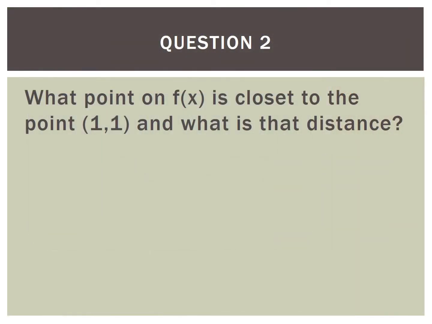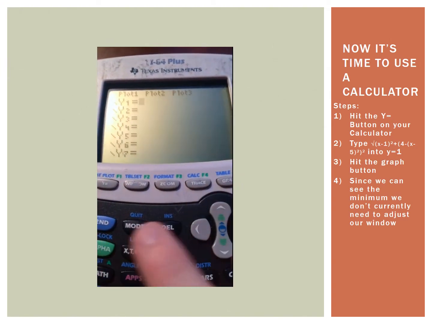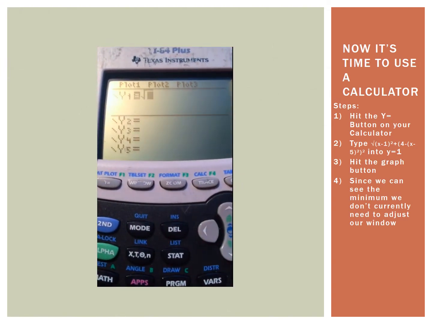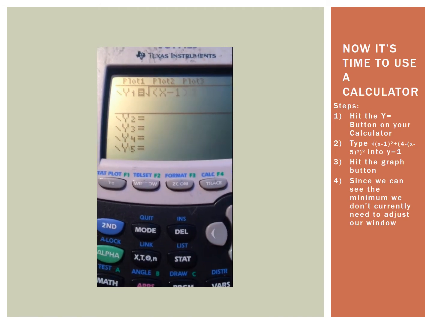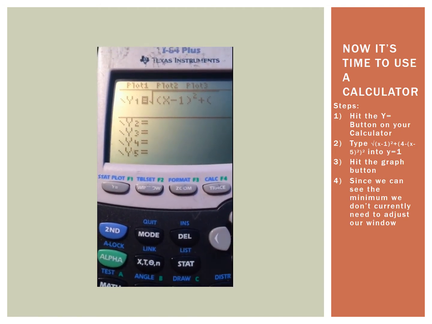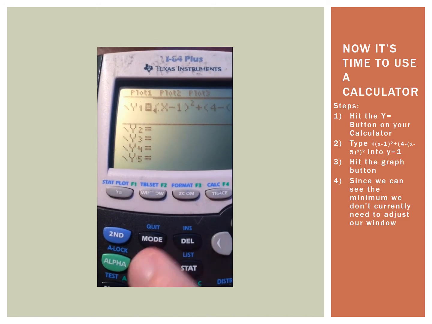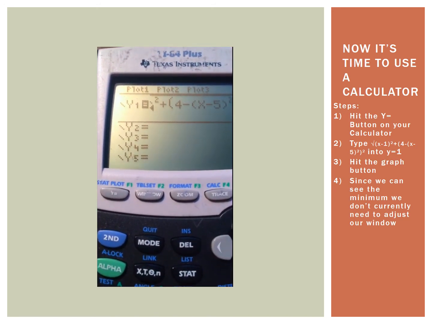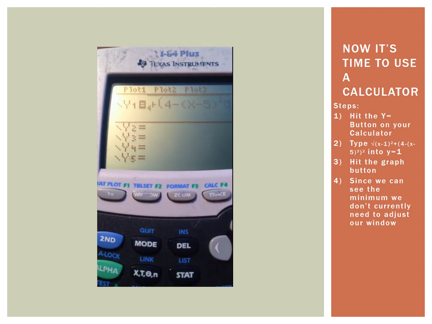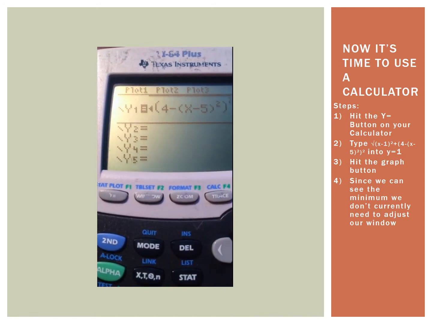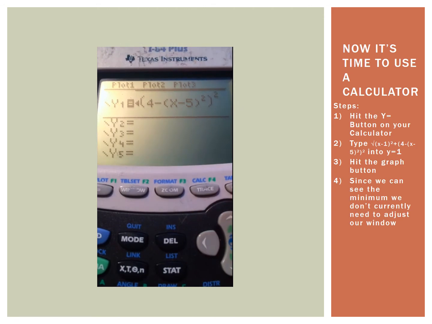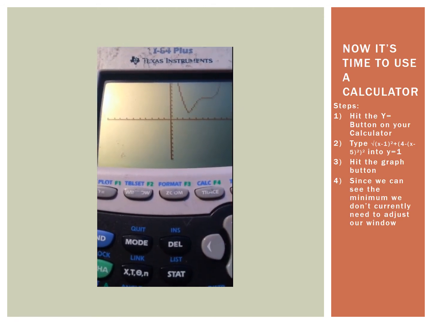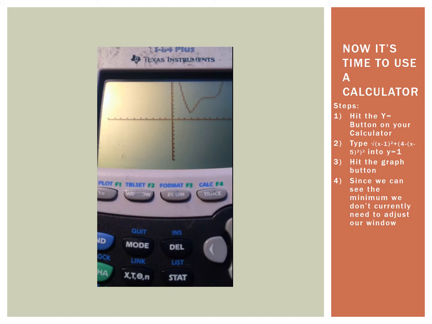Alright, so question 2. What point on f of x is closest to the point (1, 1), and what is that distance? Alright, so now it's time to use our calculator. First we're going to hit the y equals button on our calculator, and then type in our formula to y1: square root of (x minus 1) squared plus (4 minus (x plus 5) squared) squared. Next we're going to hit the graph button and wait for it to load. Since we can see the minimum, we don't currently need to adjust our window.